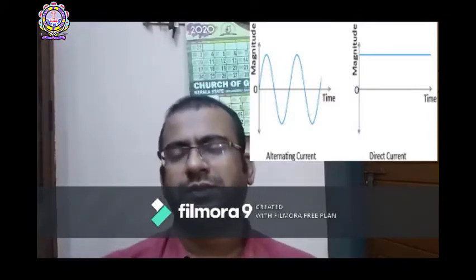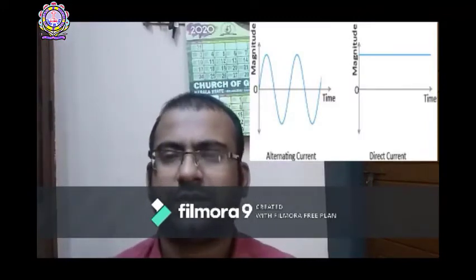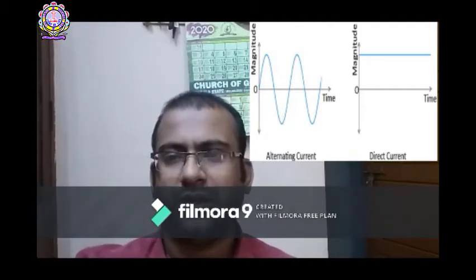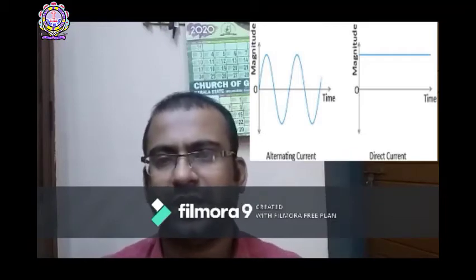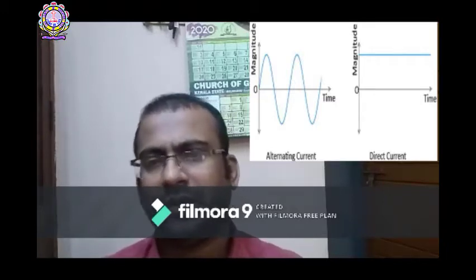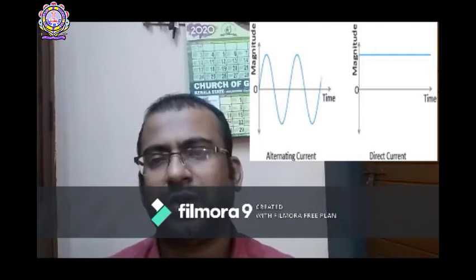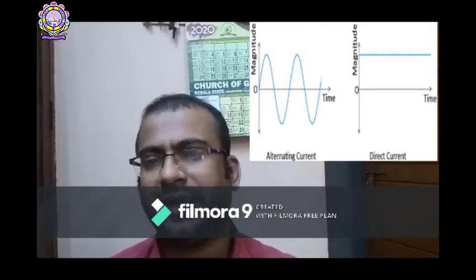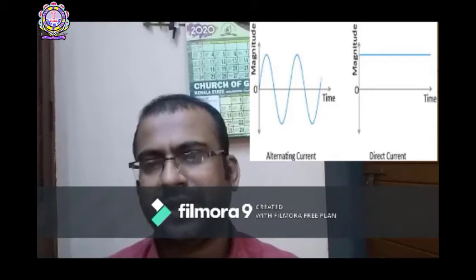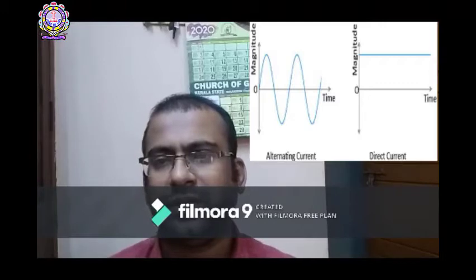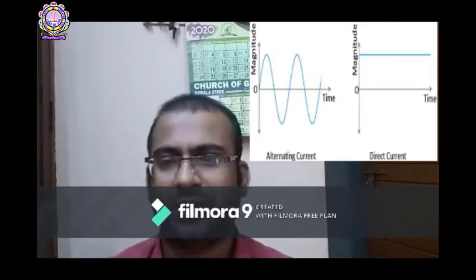When we talk about current, there are two types of current: steady current and variable current. Steady current means there is no change and no fluctuation, for example the current from a battery. When we connect a battery to a circuit, the current flows steadily. There is no change. The variable current is called alternating current. So the two types of current are direct current and alternating current. Direct current is what we get from a battery, and alternating current is the current we get from the electric supply in our home.